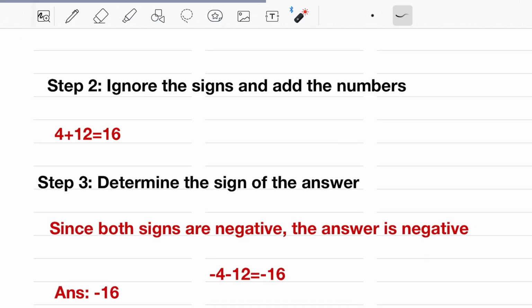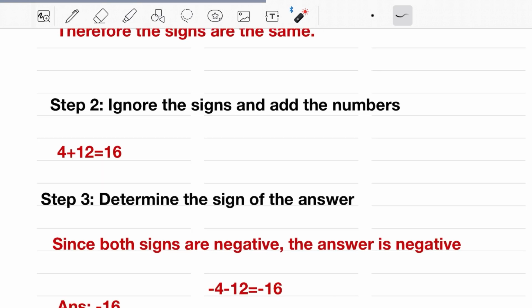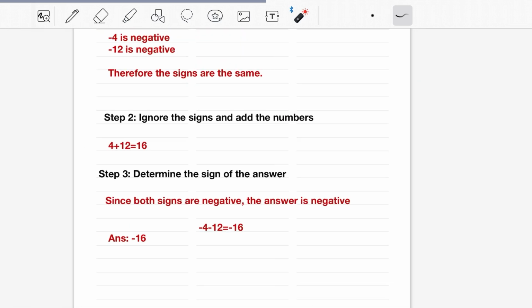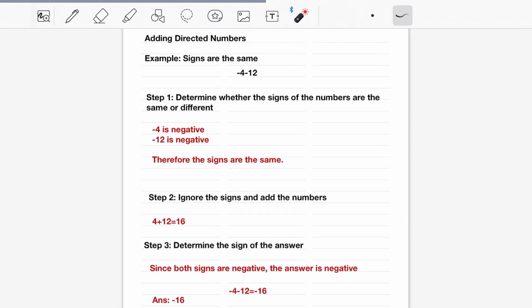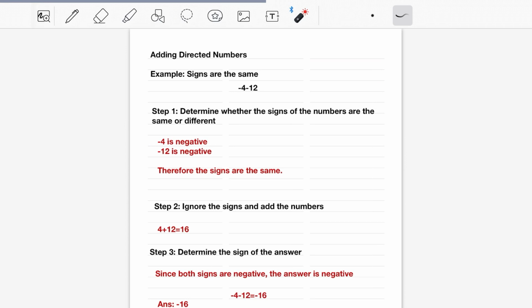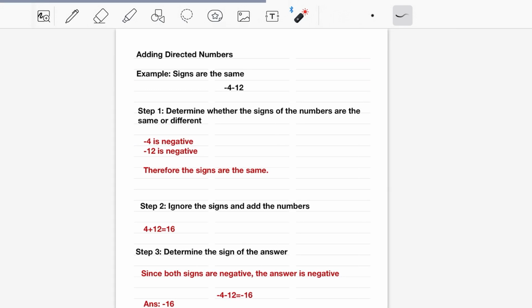So step 2 gives us our numerical answer, and step 3 determines the sign of our answer. Our final answer is the combination of step 2 and 3. So there we have it. Negative 4 minus 12 is negative 16. Okay, moving on.